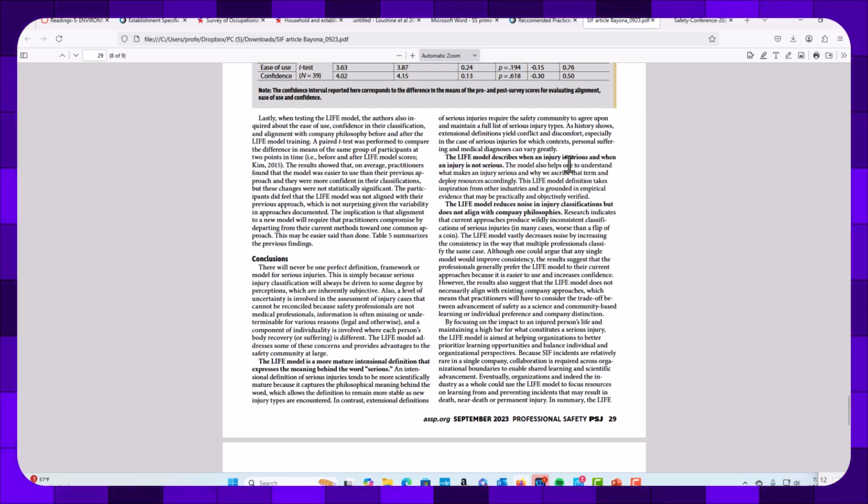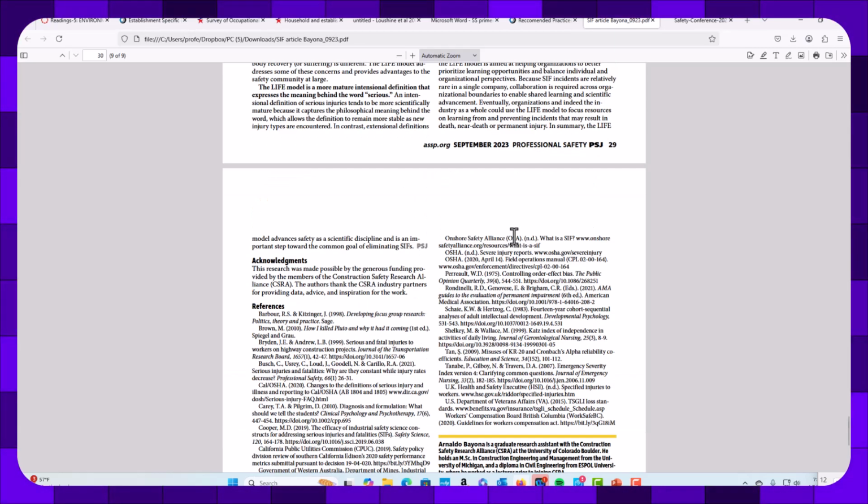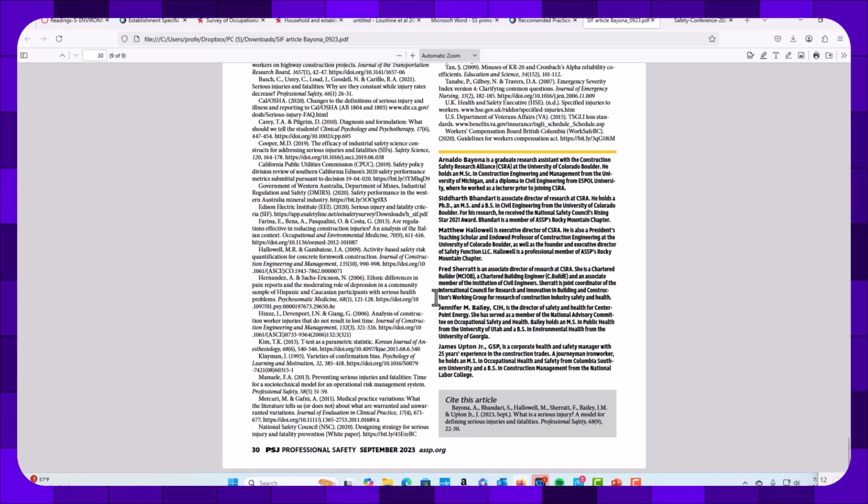Life model describes an injury as serious when an injury is not serious. Okay, there we go. If it's not serious, then it's serious. Life model reduces the noise. Well, so sometimes the noise is important. That would be sort of the gray area. That's what they mean by noise. And then they kind of go off on some stuff.